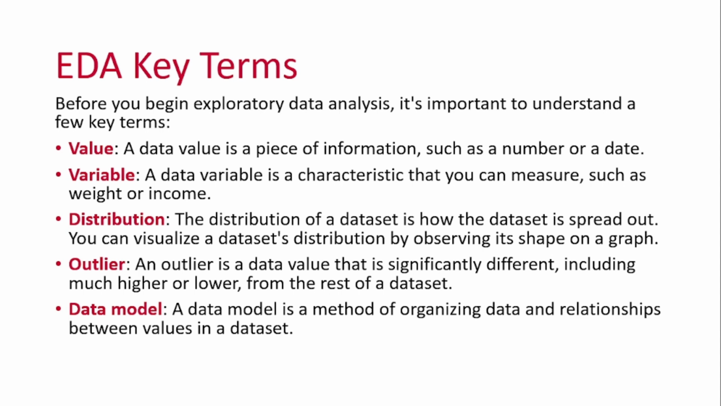Coming up next, we have the outlier. When we talk about an outlier, this is a data value that is significantly different, much higher or lower, from the rest of the data set. An outlier can occur due to errors in data collection, natural variation, or rare events.